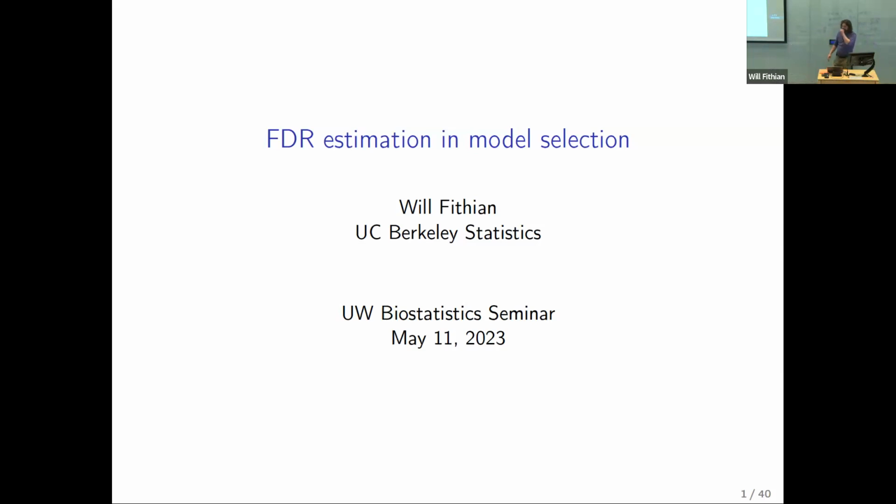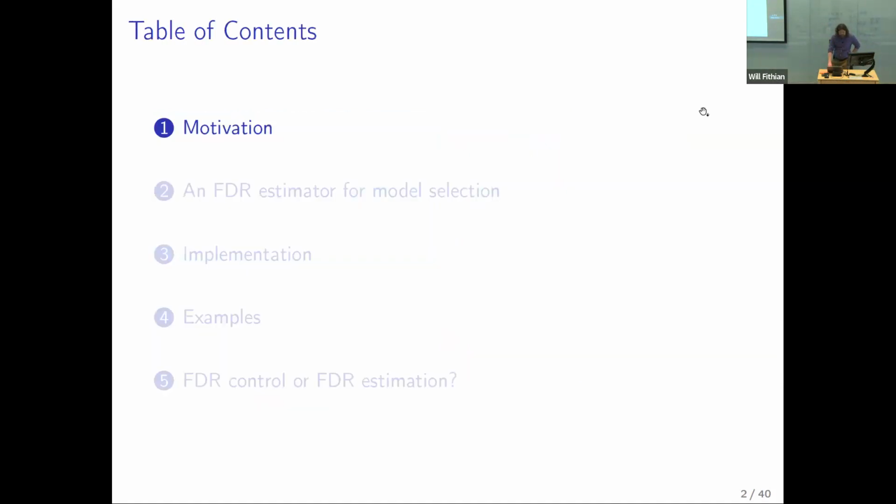So today I'll be talking about a project on estimating the false discovery rate for a general model selection algorithm. To begin, to motivate the talk, here are my collaborators, Li Lei, formerly at Berkeley, now Stanford GSB, and Yishang Luo, who's still at Berkeley.